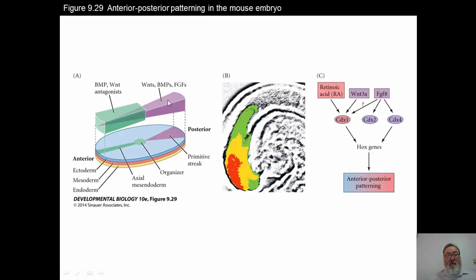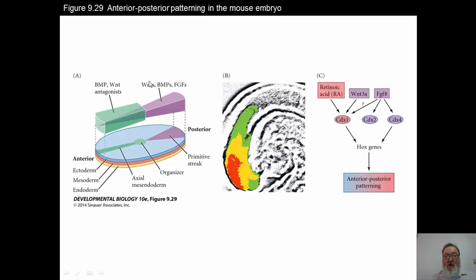Here we see that it's a gradient situation in terms of patterning, and we can see that here's the embryo area here, the ectoderm, mesoderm, and endoderm, and there are various growth factors and cascades of transcription factors that will affect being an anterior component of the organism versus posterior.